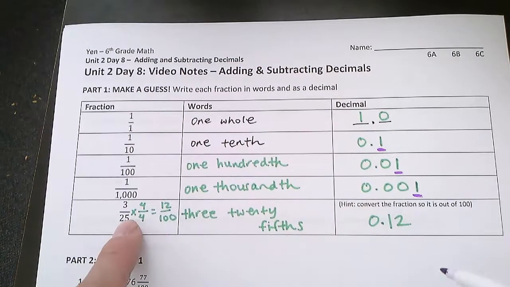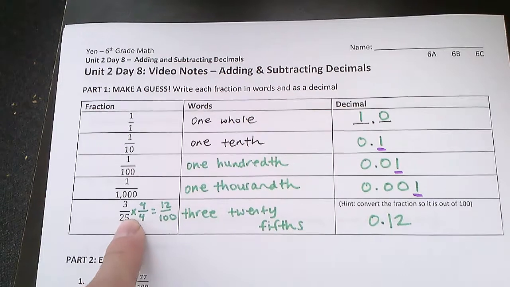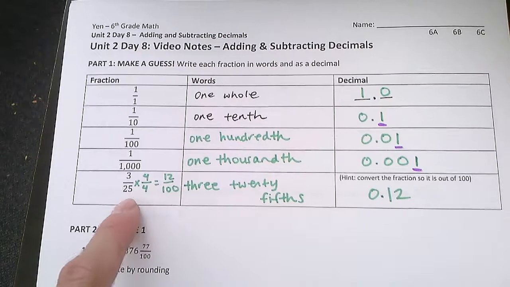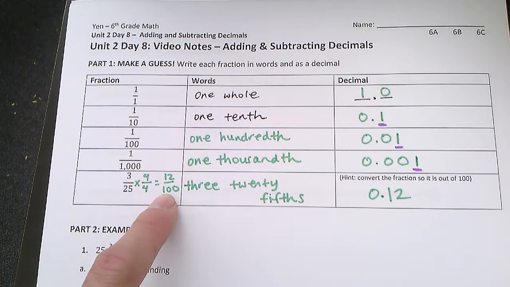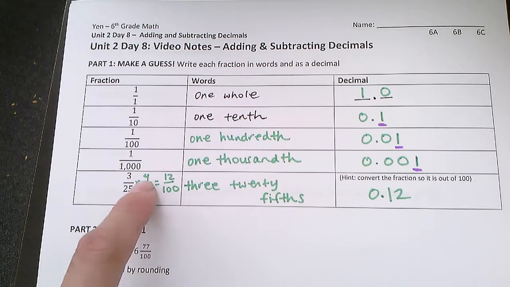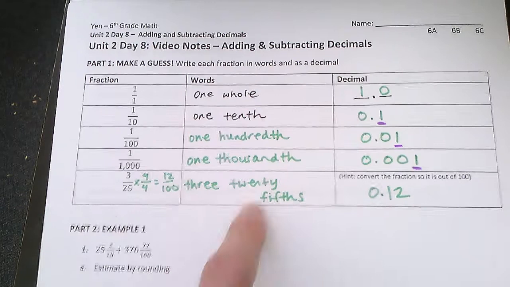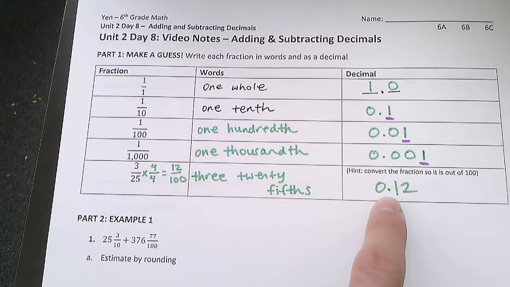And here, this is 3/25ths. If you want to figure out what that is as a decimal, one way you can do that is by converting the fraction so it's out of 100. So 25 times 4 gives you 100. Multiply the numerator by the same number. 3 times 4 is 12. So 3 out of 25 is equal to 12 out of 100. So 3/25ths is the same thing as 0.12.